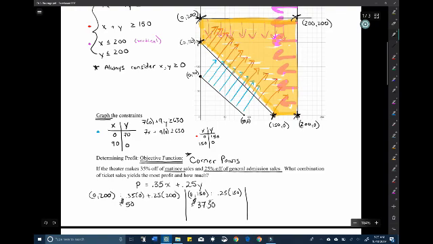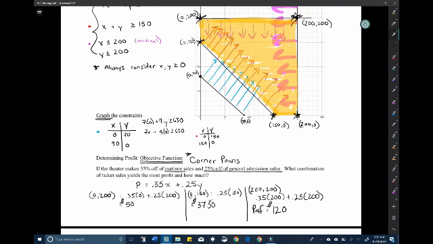You can try all the other points. If something in your mind's like, well, wait, it only makes sense really to tap out here at 200, 200, you can certainly try that one. So let's just jump to 200, 200. That would be 0.35 times 200 plus 0.25 times 200, x and y. And that profit is going to equal $120. That's how much they would make.